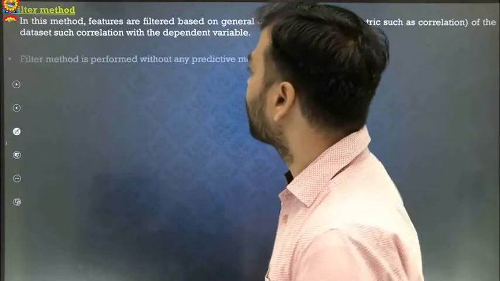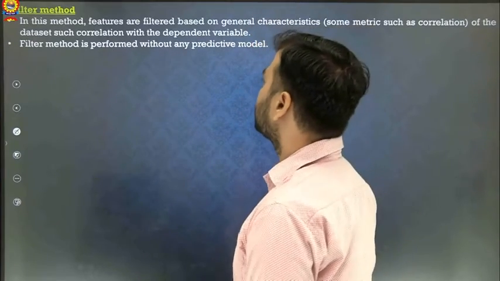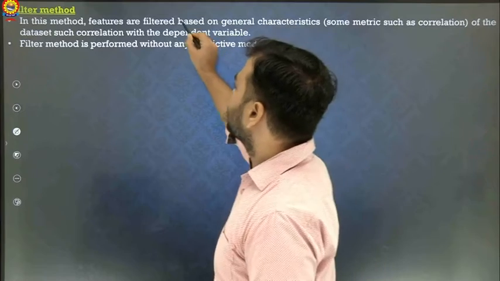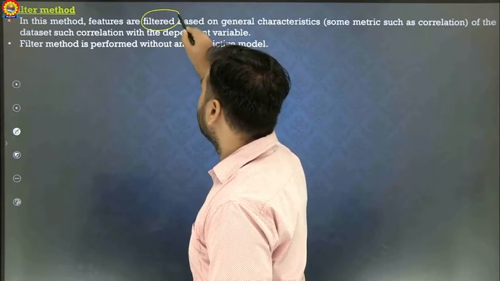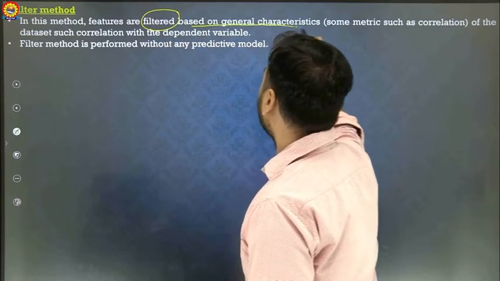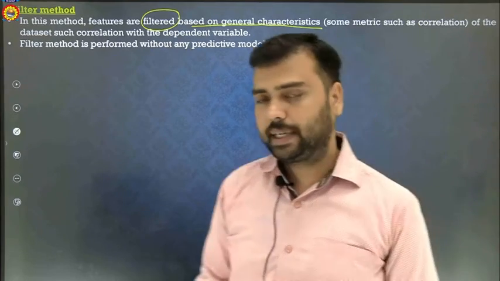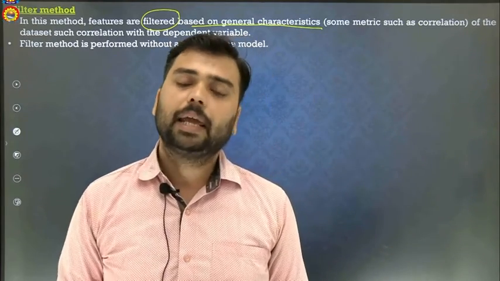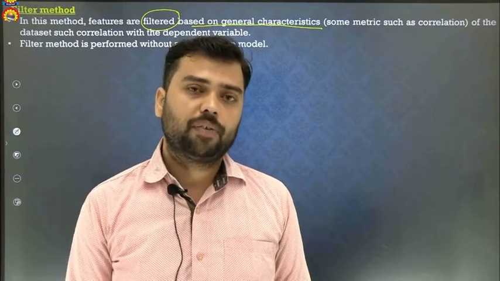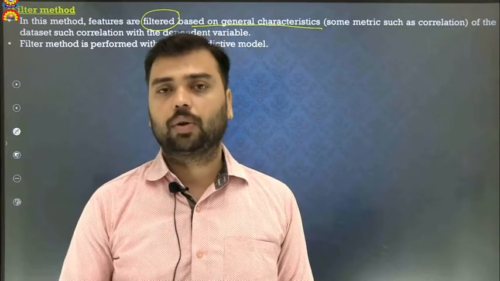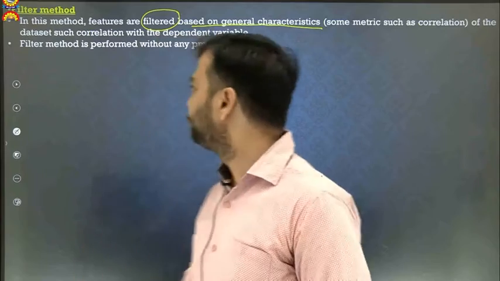Now let me discuss the first one, the filter method. What do we mean by it, and how does it work? In this method, features are filtered based on general characteristics. For example, as we already discussed, name and ID do not have much effect on calculating the target value, the average weight.